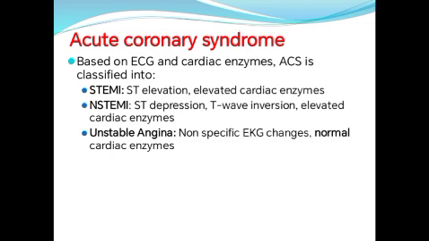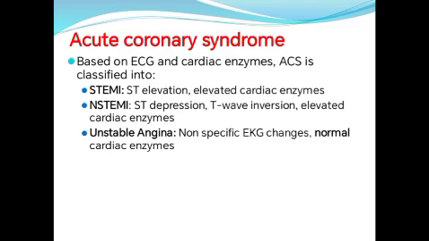Number two, we have non-ST segment myocardial infarction. Here there will be an ECG change like ST depression, T wave inversion, or even a normal ECG plus elevated cardiac enzyme. Elevated cardiac enzyme means there is cell necrosis. Unstable angina, we could find a non-specific ECG change or even ST depression, or a normal ECG plus normal cardiac enzyme. So this is acute coronary syndrome.